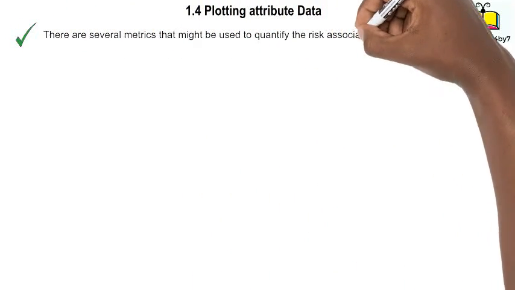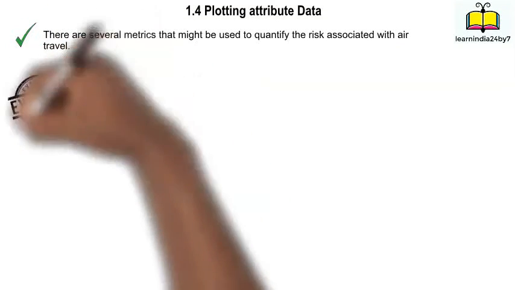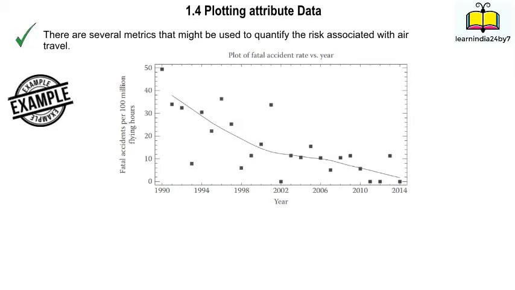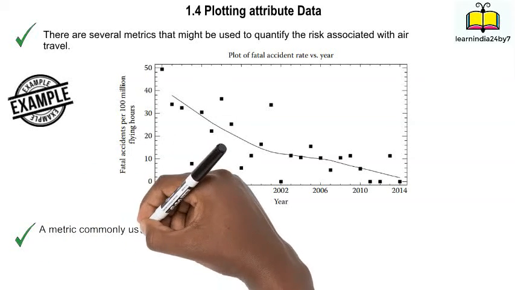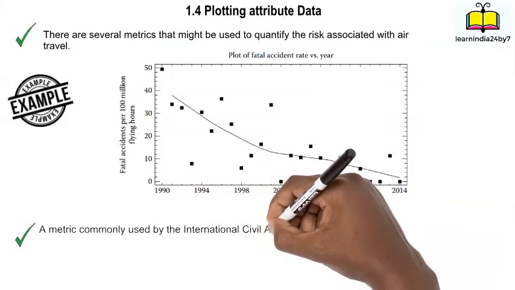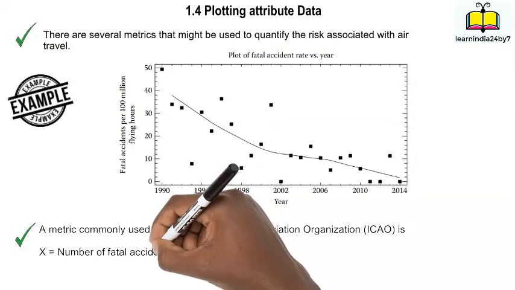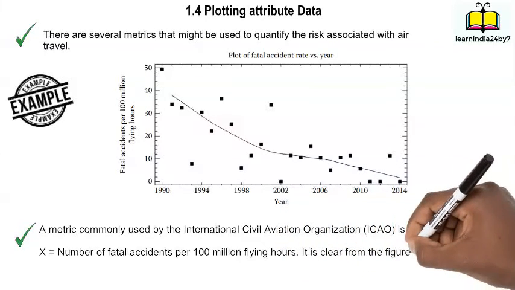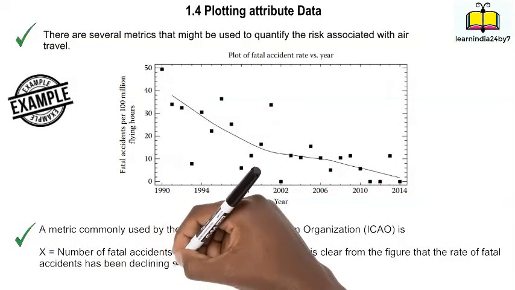There are several metrics that might be used to quantify the risk associated with air travel. One of the most common metrics used by the International Civil Aviation Organization is equal to the number of fatal accidents per 100 million flying hours. From the diagram, it is clear that the rate of fatal accidents has declined over a period of time.